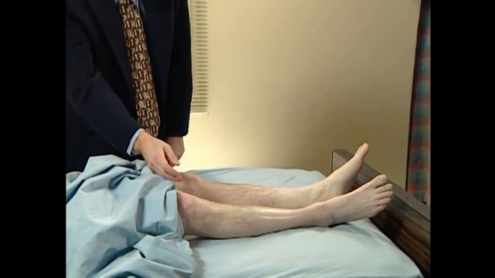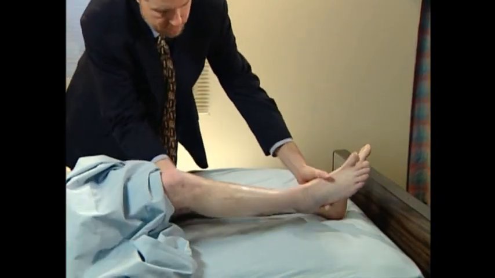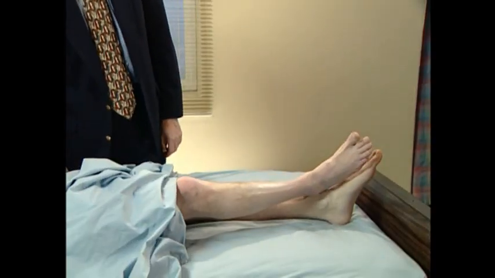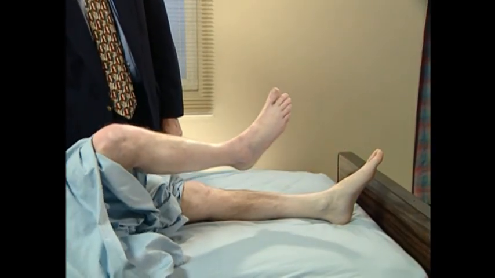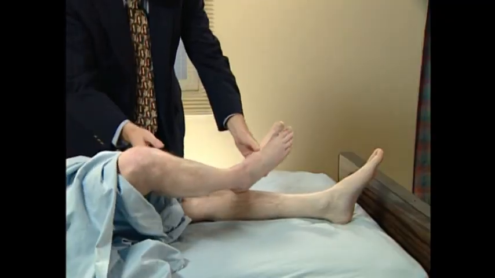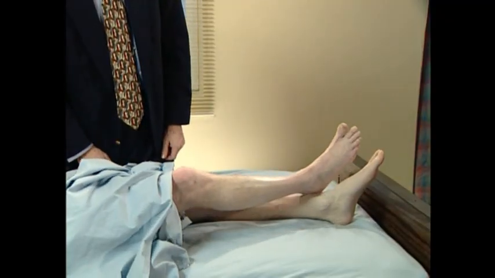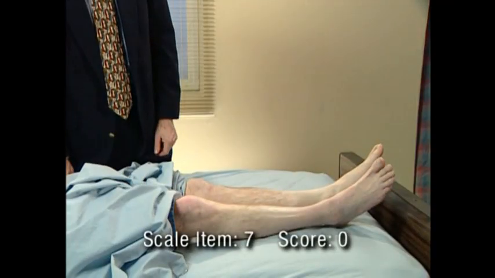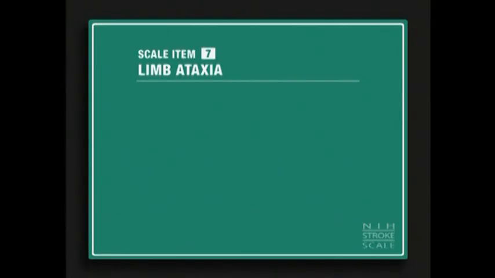Now let me try the right leg. I'll lift it up and you put the heel on your knee and slide it all the way down. And can you slide it back up? I can't do it. Okay, put it down and slide it down one last time. Very good. Okay. For scale item 7, this patient scored a 0. Let's look at how this scale item is scored.